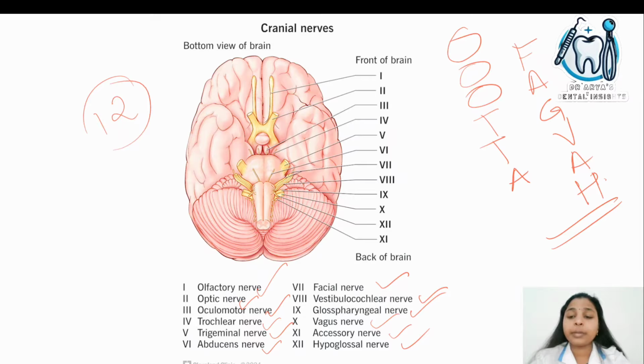So how many cranial nerves are there? 12 cranial nerves. Which are they? Olfactory, optic, oculomotor, trochlear, trigeminal, abducens, facial nerve, auditory nerve, glossopharyngeal, vagus, accessory spinal, and hypoglossal nerve. So these are the various cranial nerves. Okay.